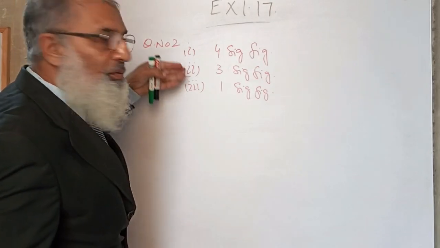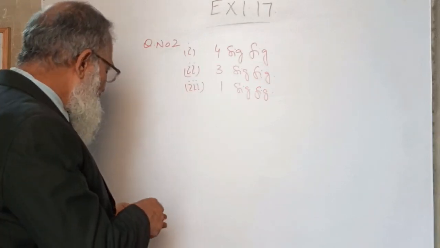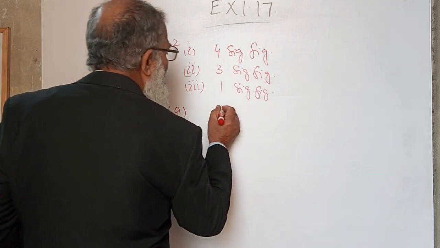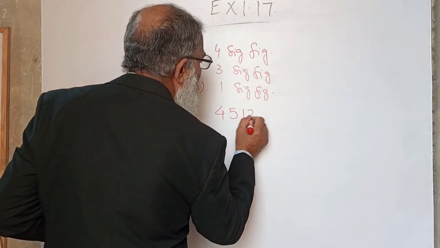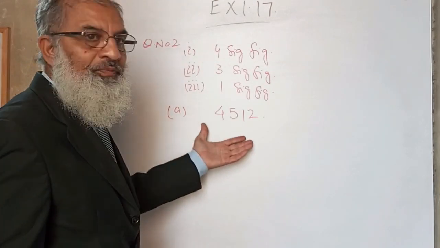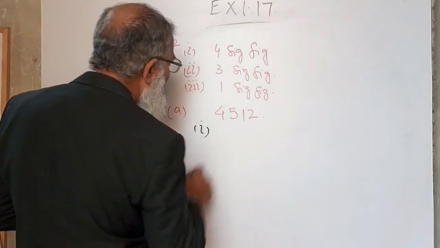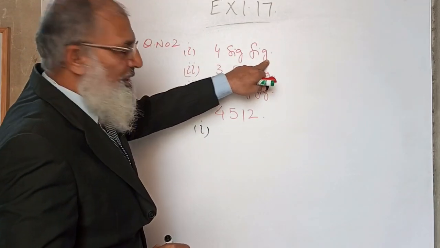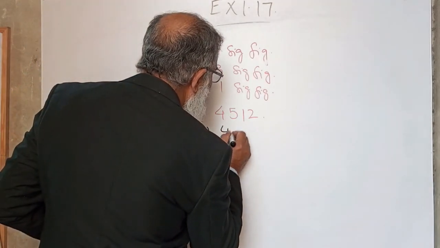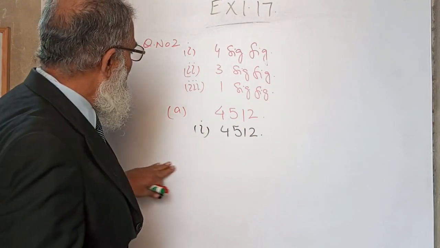For each part we have to do 3 parts. Now the first part is A, and we are given 4500. For the first, we have to do 4 significant figures. Now it is already written in 4 significant figures, so it will remain unchanged.